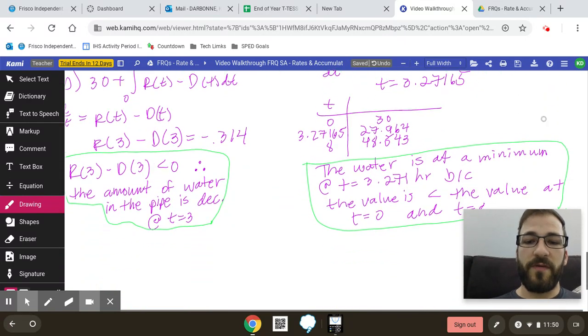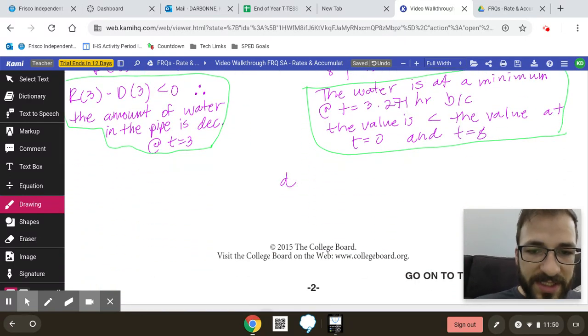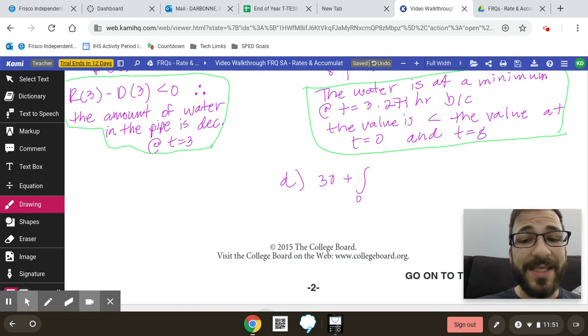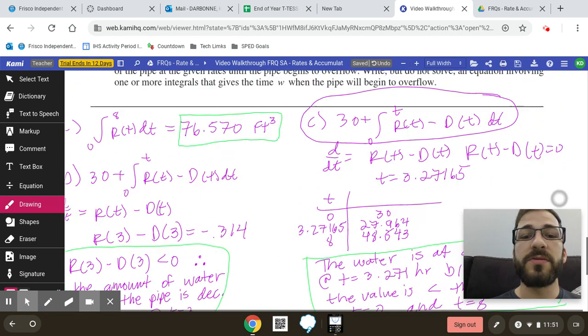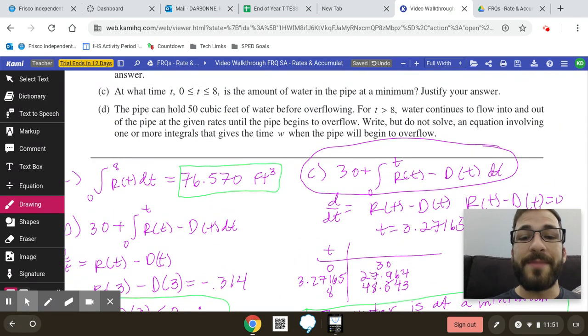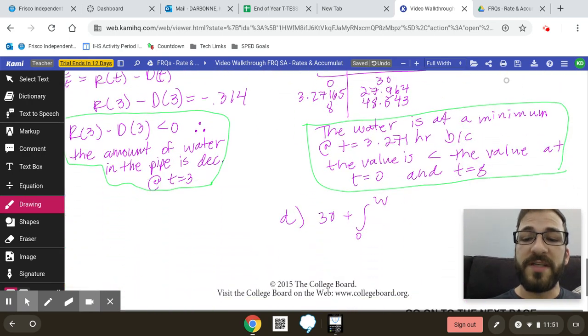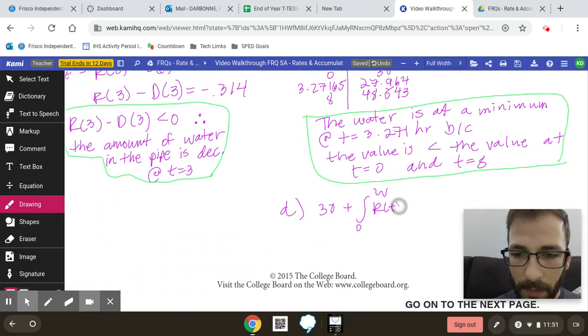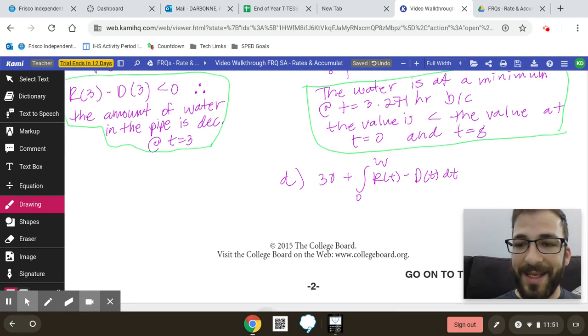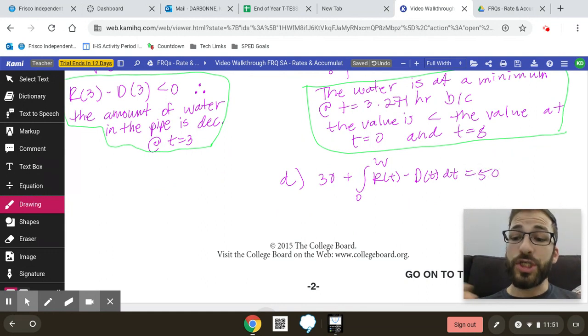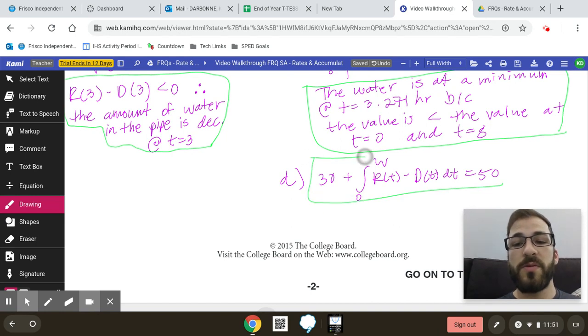So for part D, I just want to say 30 plus the integral from 0, but instead of t, I'm going to say W, because that's what they tell us to use, time W when the pipe will begin to overflow, R of t minus D of t. And I'm going to set that equal to 50, as if I was going to solve this for that variable W. What would W actually equal? And then you're done. Nice and easy, because it just tells you to set up an equation, not to actually solve anything. So we are all good to go.